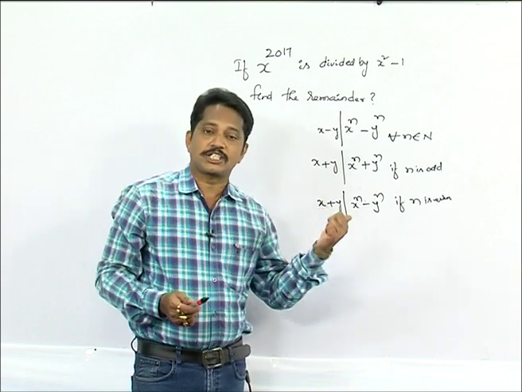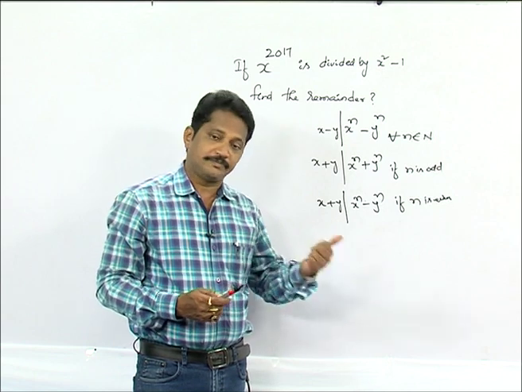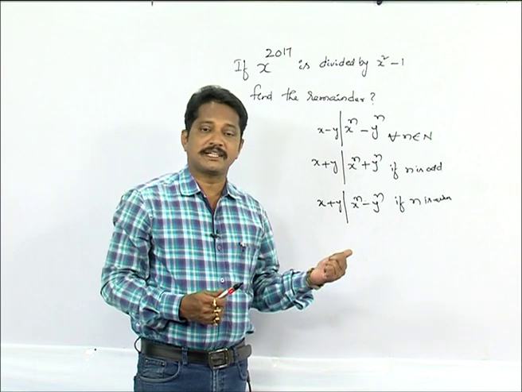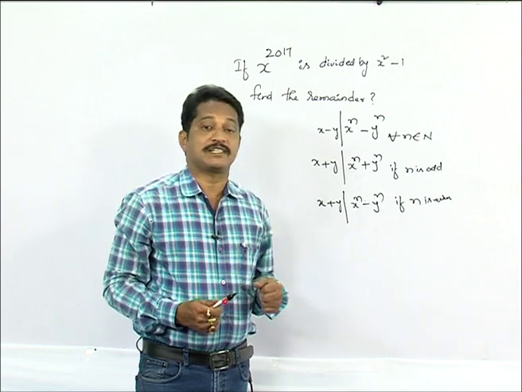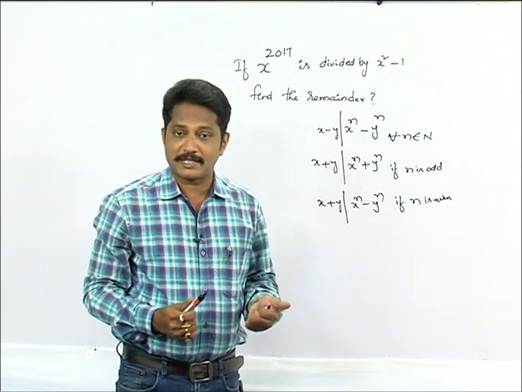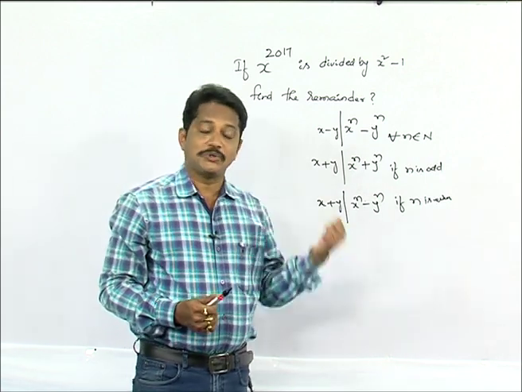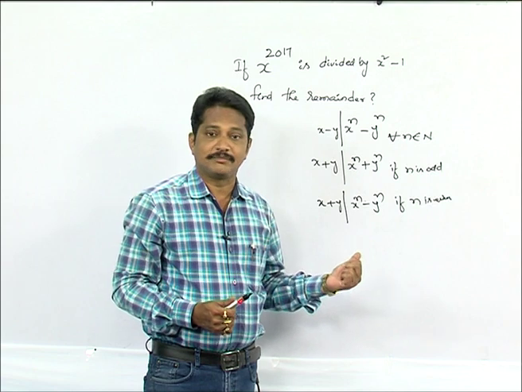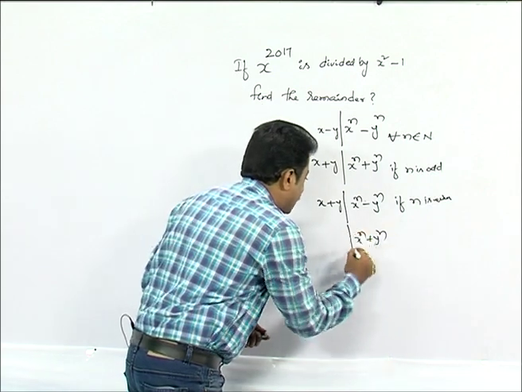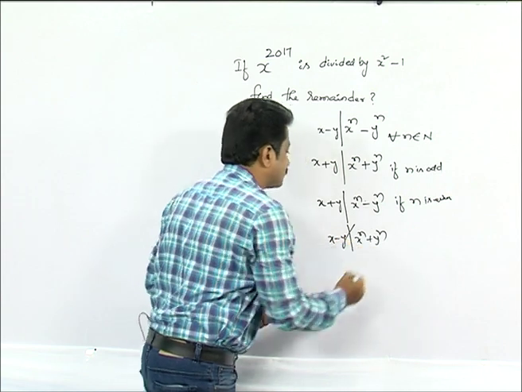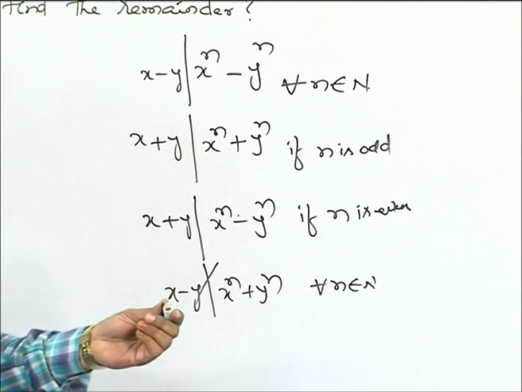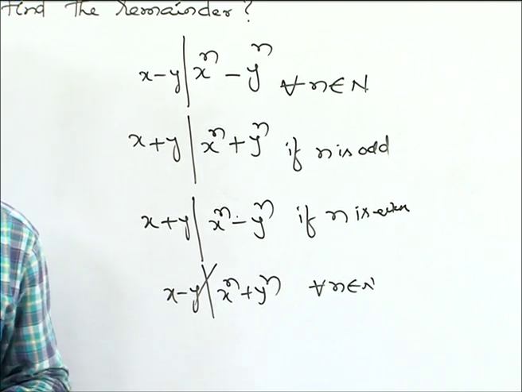When you consider x to the power 4 minus y to the power 4, the factors are x square minus y square and x square plus y square. Again, x square minus y square can be resolved into factors as (x + y)(x - y). There you have x + y. Is it clear? But x^n + y^n is never divisible by x - y for all n belonging to N. So x^n + y^n cannot be divisible by x - y.